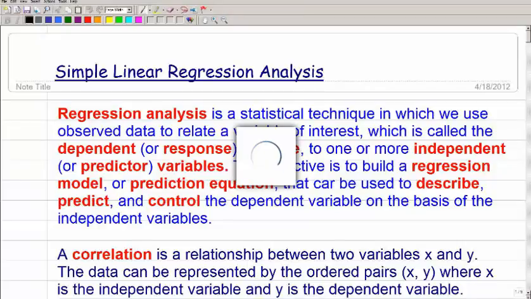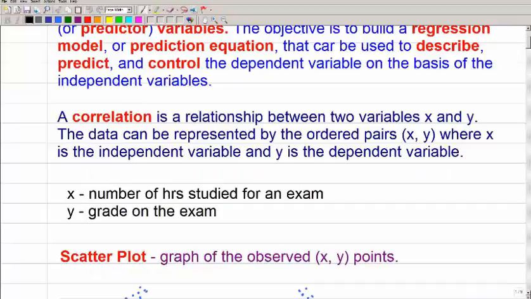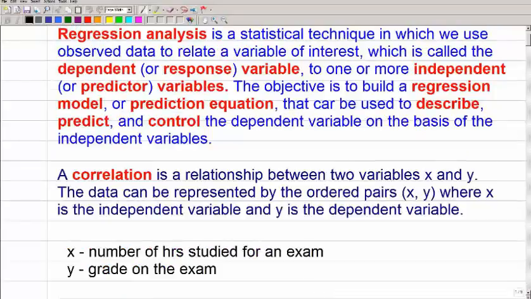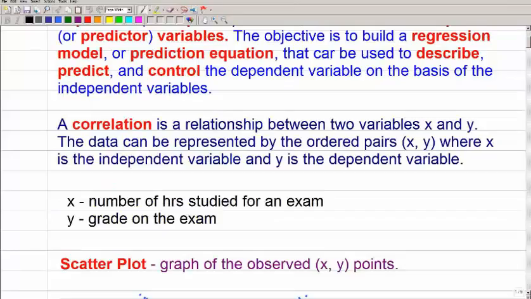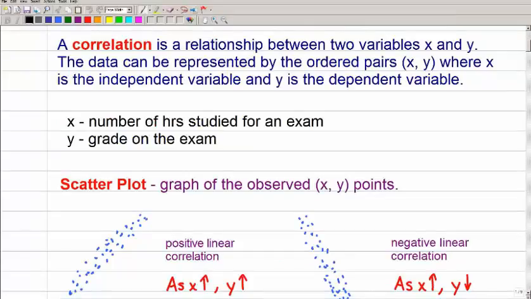Now we have something called a correlation. A correlation is a relationship between two variables, x and y. The data can be represented by x-y ordered pairs, like you would have learned in algebra, where x is the independent variable and y is the dependent variable. There are lots of applications for different data. In this example, I'm letting x be the number of hours studied for an exam, and y be the grade on the exam.